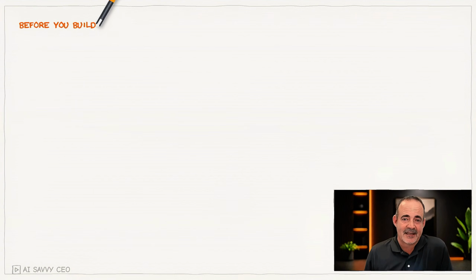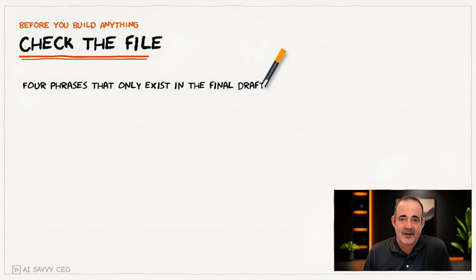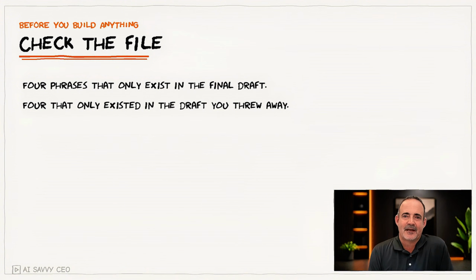There's one more thing the caption file does, and it's saved me twice now. Before I build anything, I check the file against the script. I take 4 phrases that only exist in my final draft and confirm they're in the captions. Then I take 4 that only existed in a draft I threw away and confirm they're not.